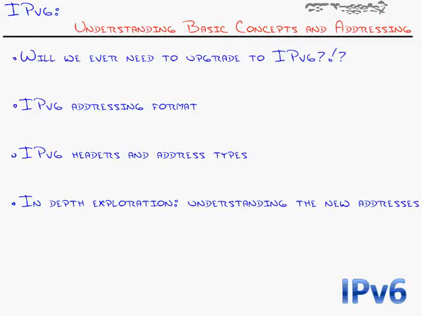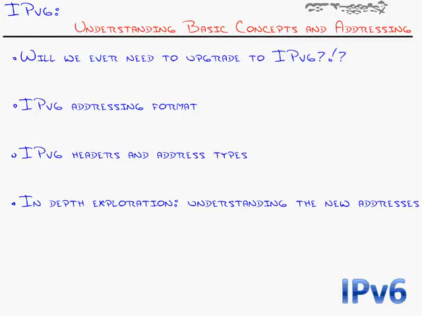So what we're going to talk about as we get into here is understanding the basic concepts in addressing. We're not going to be able to go in depth into everything TCP/IP version 6, but this will give you a very good idea of where this technology is going and what it's going to look like. First question I want to ask is, will we ever need to upgrade to IP version 6? Meaning we've survived this long on IP version 4. Is there really a need?